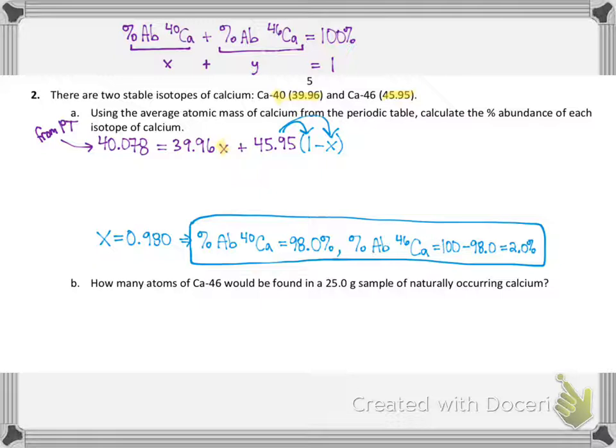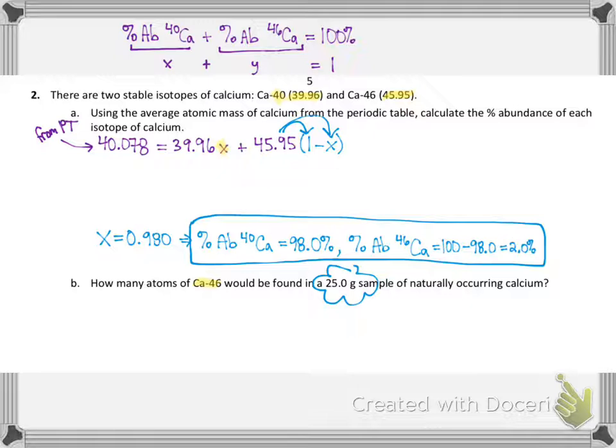But now we can use this information. We can go further. In our next question it says, that's great. How many atoms of calcium 46 specifically would be in a 25-gram sample of naturally occurring calcium? Well, there are two parts to this problem. First, you just need to figure out how many atoms total of calcium would be, because only a small percentage of those are actually going to be calcium 46 atoms.